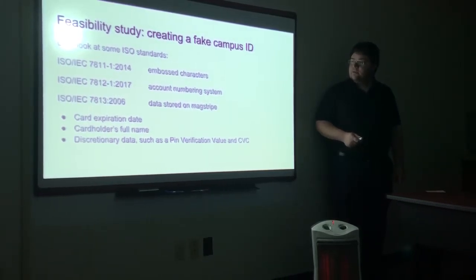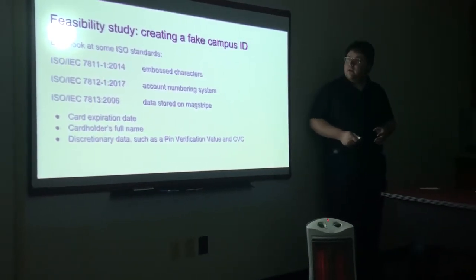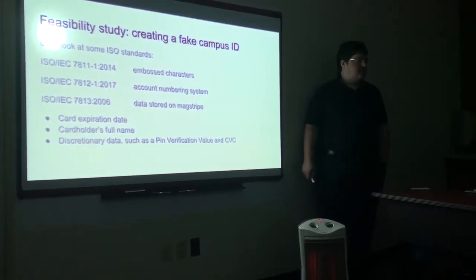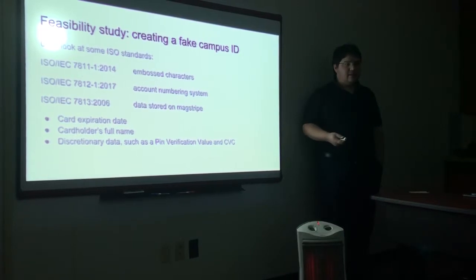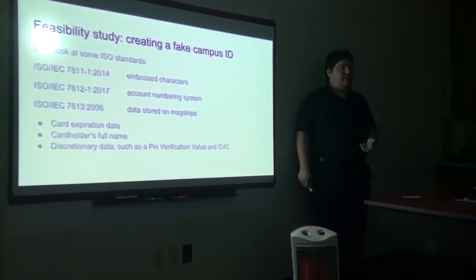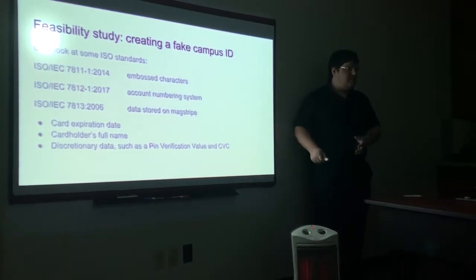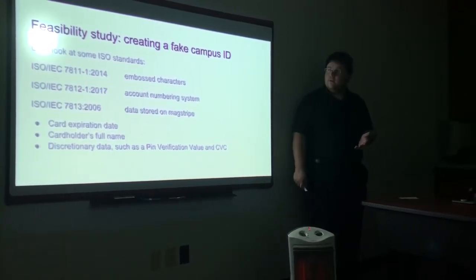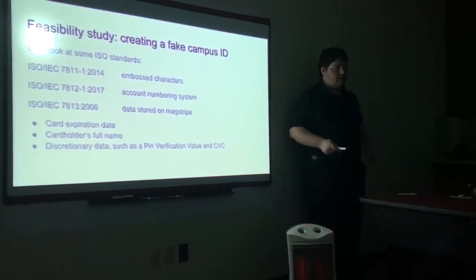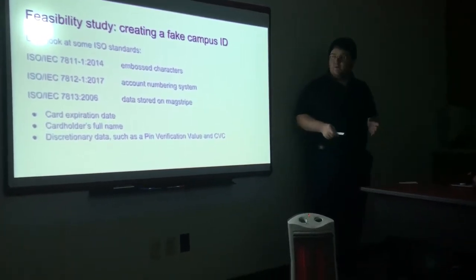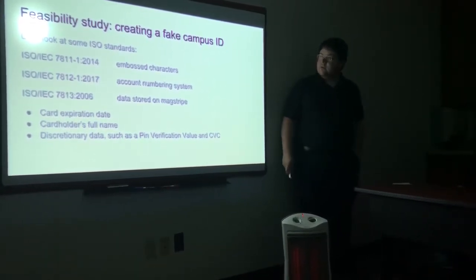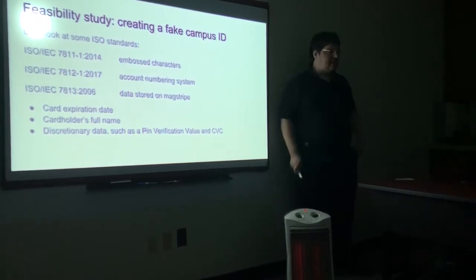So let's look at some international standards. These are the standards for your credit card, and these are ISO standards and IEC standards. I was looking online and thinking, all right, these college IDs are very easy to replicate, and it's harder for somebody to replicate a credit card. So these specific standards are what our credit card companies are supposed to abide by that make credit cards harder to forge. The first one has to deal with embossed characters.